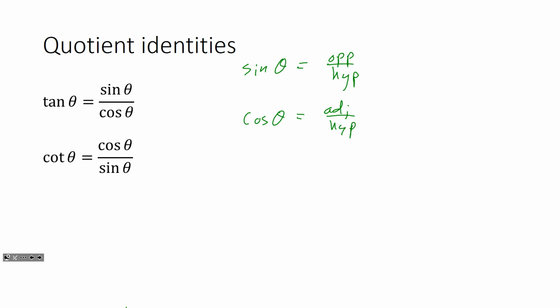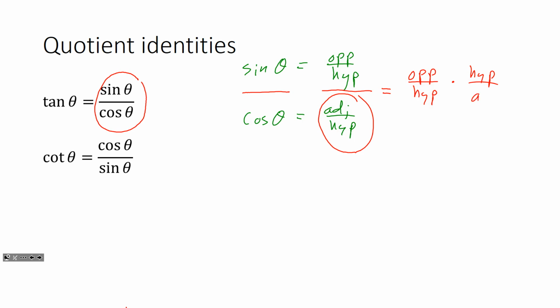Now what I'd like to do is form the ratio of the sine over the cosine. So sine over cosine would equal, you see we have a fraction over a fraction. When you take a fraction and divide it by a fraction, you take the fraction in the numerator and multiply by the reciprocal of the fraction in the denominator. So the reciprocal of that would be hypotenuse over adjacent. Looking at those fractions, the hypotenuse will cancel out. We're just left with the opposite over the adjacent.